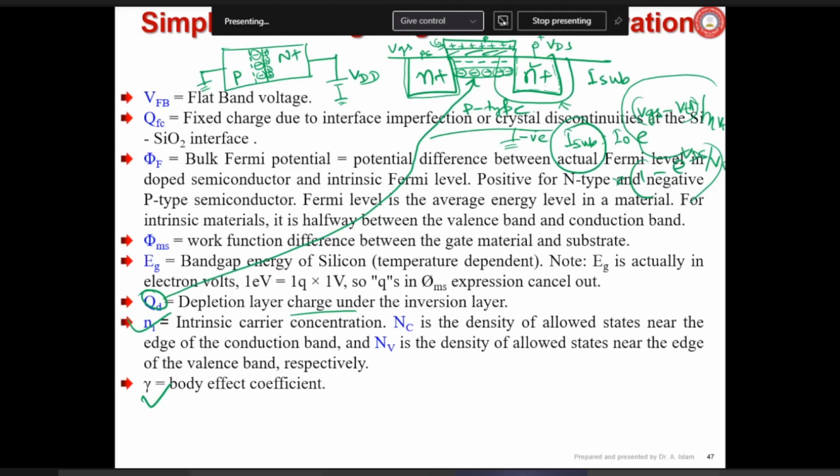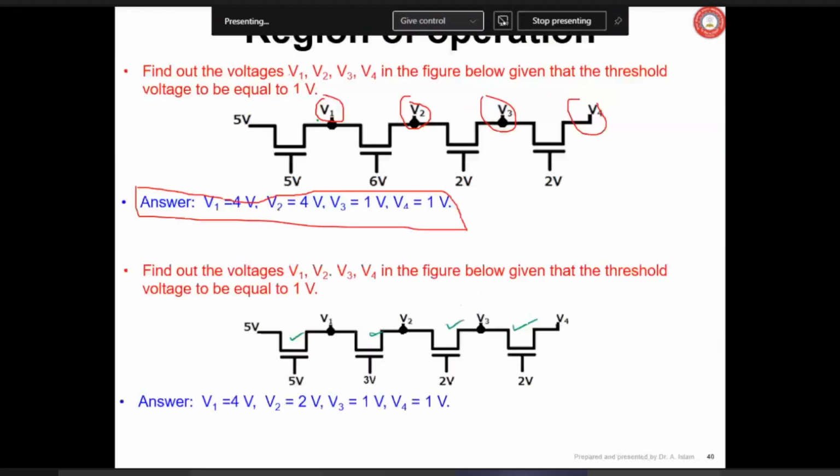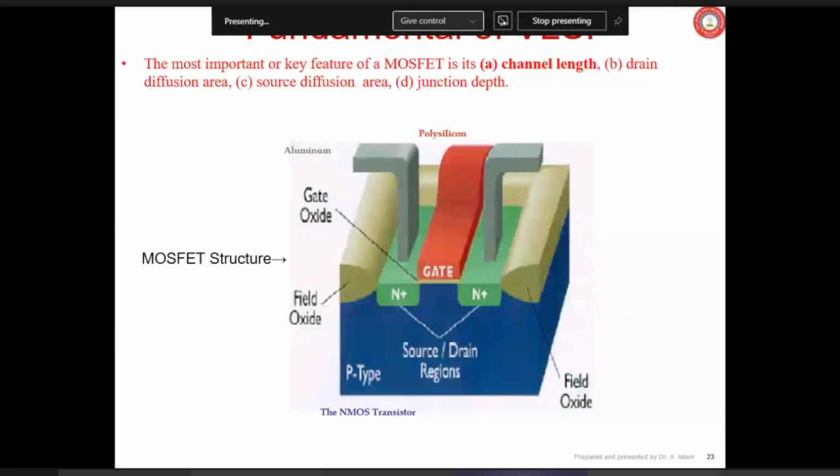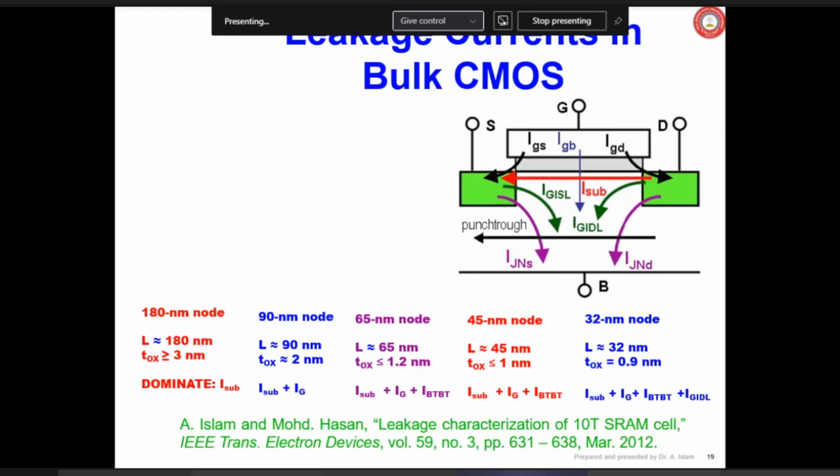Decreases, and I_sub, as I said, is the culprit in leakage current. All the leakage currents I mentioned earlier in a diagram: this red one is the major one, 2 to 3 orders of magnitude higher than the other leakage currents. It is 100 to 1000 times more than the gate leakage current, I_GIDL or I_JN, right?